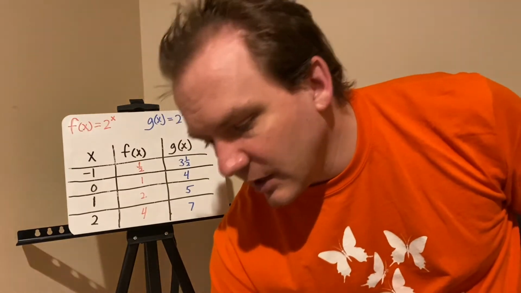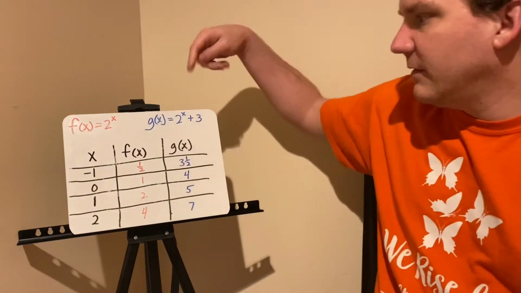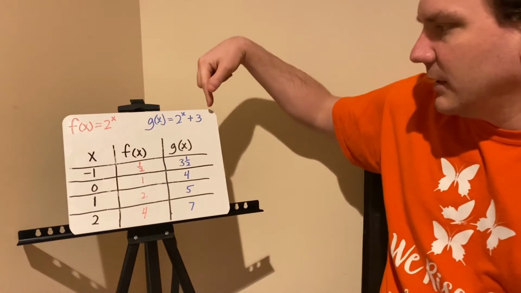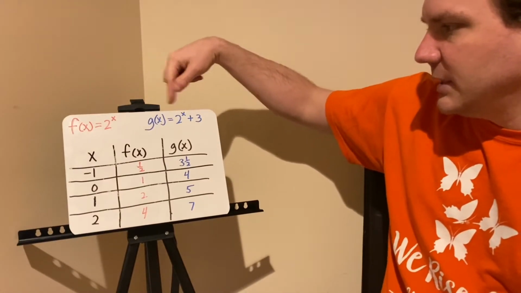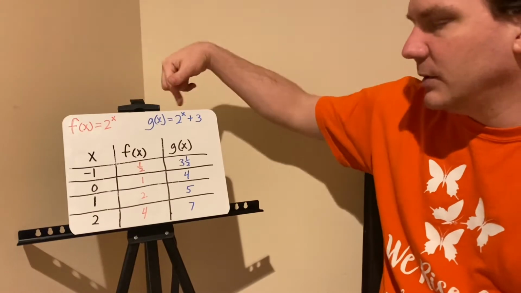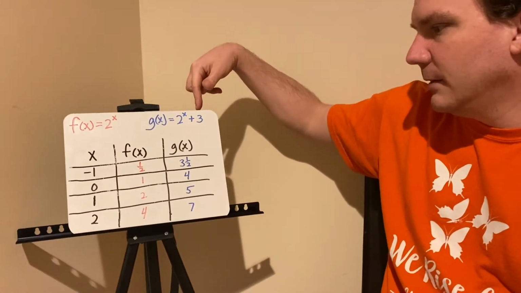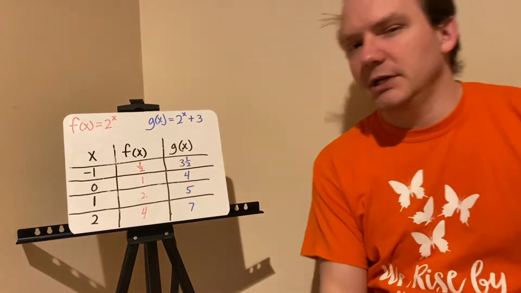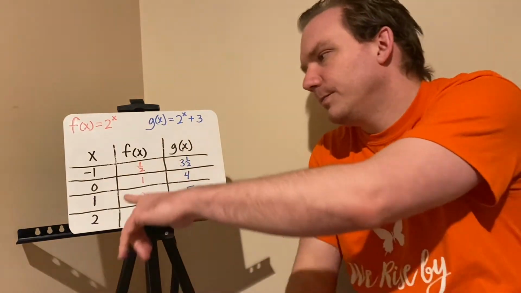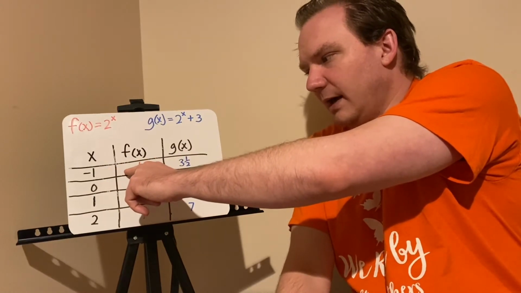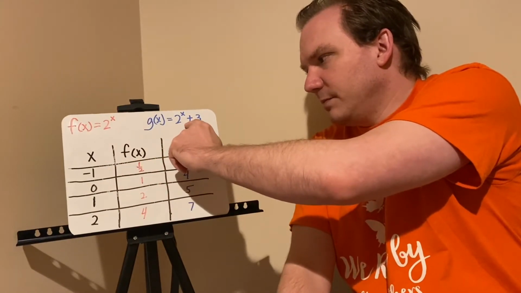Now, the other type of transformation would be vertical. We create that vertical transformation by simply adding to that k value at the end. So 2 to the x, 2 to the x, that stays the same between our two functions here, and we just add 3. That's also going to change our horizontal asymptote. So if x is -1, f of x is 1/2, whereas g of x would be 1/2 plus 3.